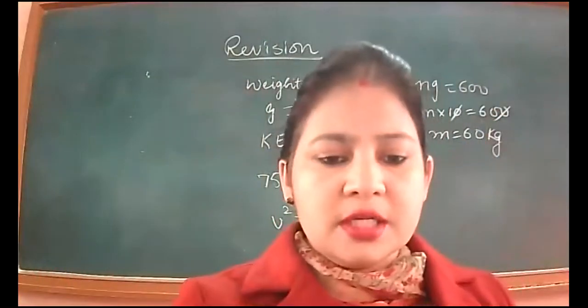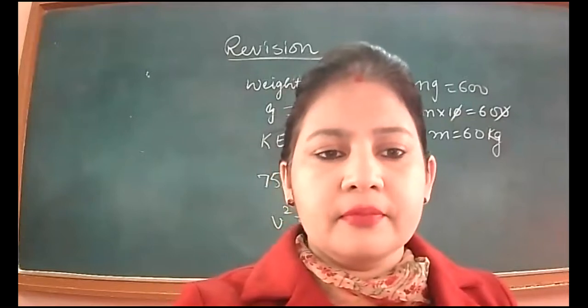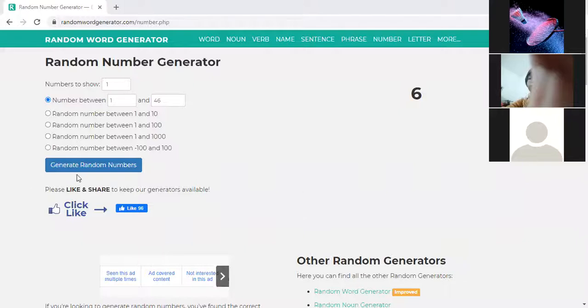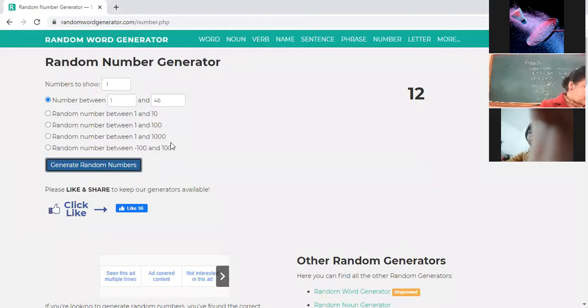Okay, next let's see whose turn is this. Okay, this is roll number 12. Yes, roll number 12, raise your hand. Gagandeep. Yes, Gagan. The question for you is, what kind of energy transformation takes place at a nuclear reactor? Okay, do you have some knowledge about nuclear reactor? What does it do? Do you know something about the nuclear reactor, Gagan? No.